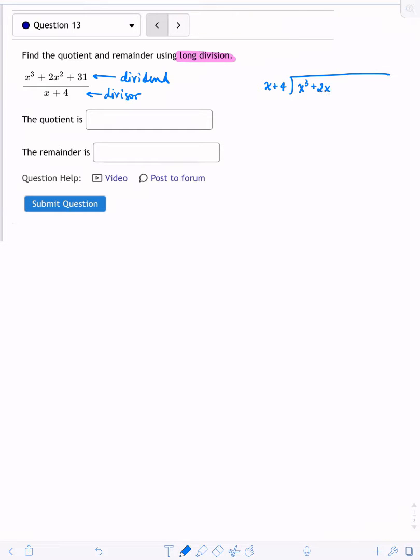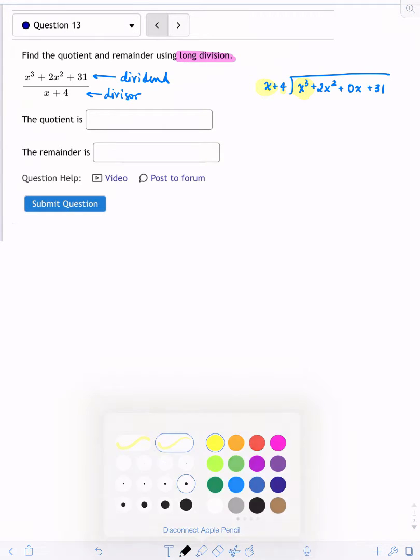cubed plus 2x squared. And then notice we're missing our linear term, so we can go ahead and put 0x or something like that to fill it just as a filler. And so when we start the division, we always ask ourselves, looking at this leading term, what times x would give me x cubed. Now the plus 4 is going to be there by default and we'll use it when we're multiplying out. But for now, we really aren't looking at the 4 to match anything. We're looking at the x and x cubed. So what times x will give you x cubed?